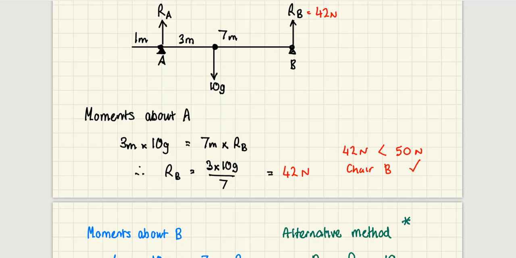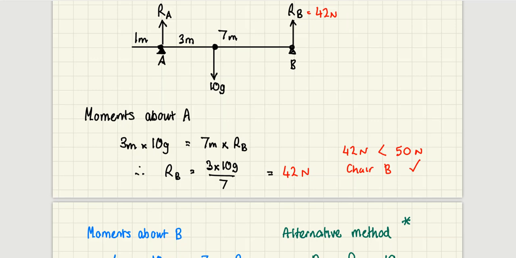Is it in equilibrium? Yes, we're told it is, but we're trying to find out whether both chairs are going to be okay. We think chair B is going to be fine. But what about chair A? That's the alternative. If they're in equilibrium, then they need to add up together. Which one do you think?